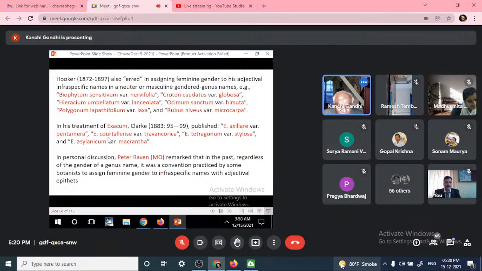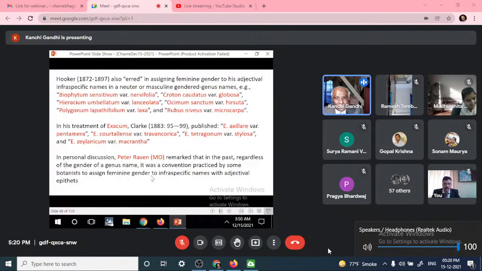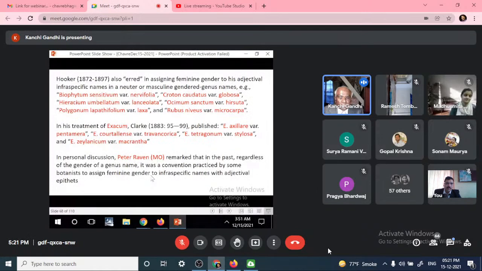That aspect I didn't know. I thought simply there was an error on their part. Then Dr. Peter Raven communicated to me that it was a convention in the 18th and 19th centuries to treat varietal names as feminine. So even though the species name is masculine or neuter, the varietal name was treated as feminine, not by all botanists, but by many, and there was no code to govern any rule at that time. So it was a practice at that time. And we keep correcting all such names: whatever was treated as feminine with a masculine or neuter species name, we correct them to match the gender of the species name.